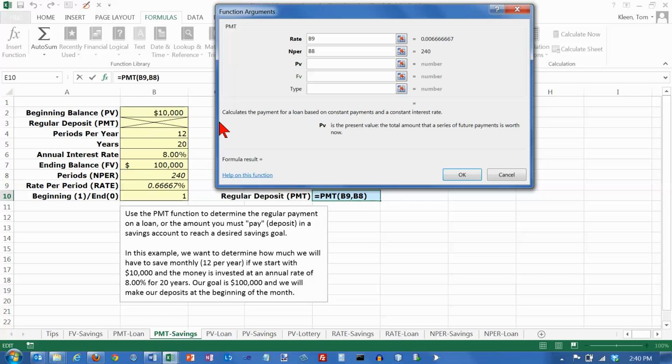Now, with savings, the present value, our beginning balance, is the sum of a bunch of payments that we have already made into our savings account. That's one way to look at it. And payments are always negative, so if this is the sum of a bunch of payments, it must also be negative. So don't forget the minus sign here, otherwise you will not get the correct answer. So it's going to be minus B2. The future value is our goal, and the type is this, and click on OK.